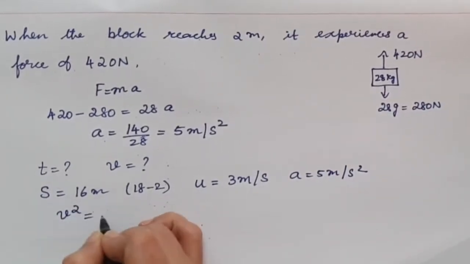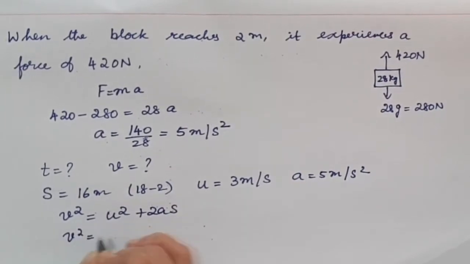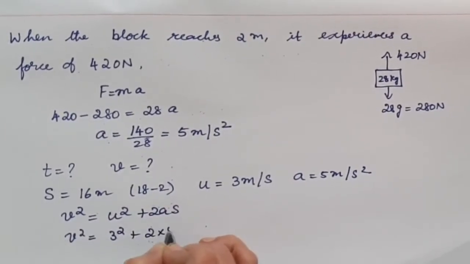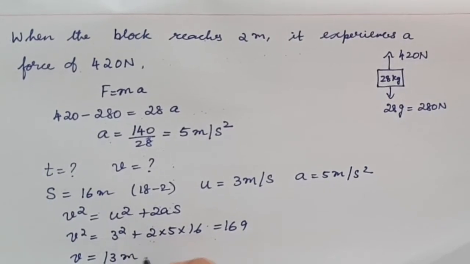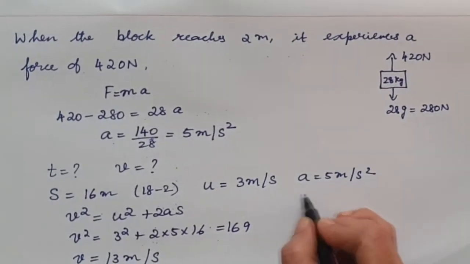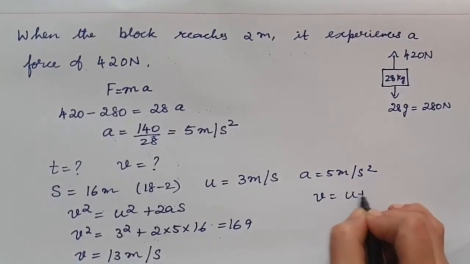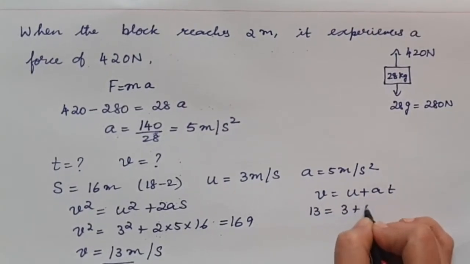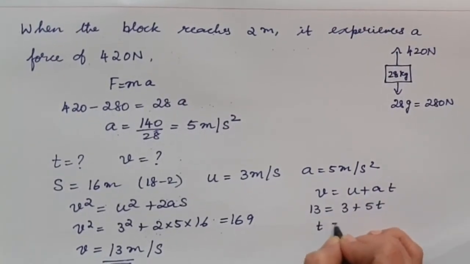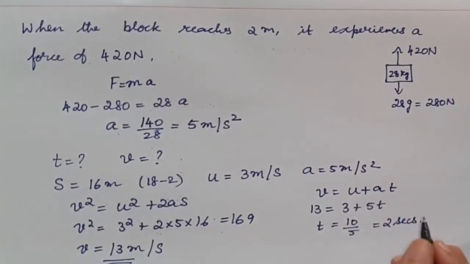So again substituting it in v square equal to u square plus 2as, we have v square equal to 3 square plus 2 into 5 into 16. That will give us 169. So our v will be equal to 13 meter per second. Now to calculate our time, v equal to u plus at. So it will be 13 equal to 3 plus 5 into t. So t will be equal to 10 over 5, which is equal to 2 seconds.